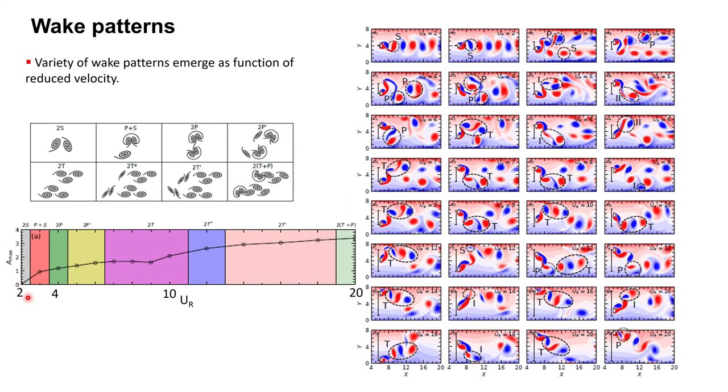So this is a function of reduced velocity. You can see I am changing reduced velocity from 2 all the way to 20. Okay, and this bar is showing the displacement of the D cylinder.